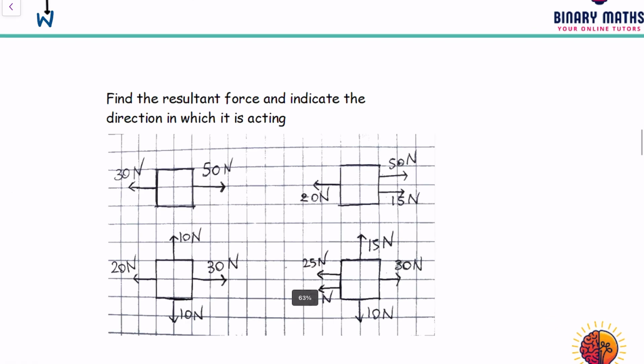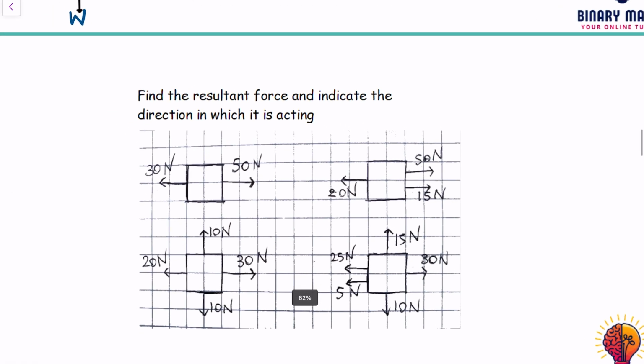Okay, what is the resultant force and indicate the direction in which it acts? So if it's 50 newtons to the right and 30 newtons to the left, then because the right is bigger, 50 take away 30 is 20, so 20 newtons to the right. Okay, so in the next example, we've got 65 newtons on the right and 20 newtons on the left. So 65 take away 20 is 45 newtons, so 45 newtons to the right.